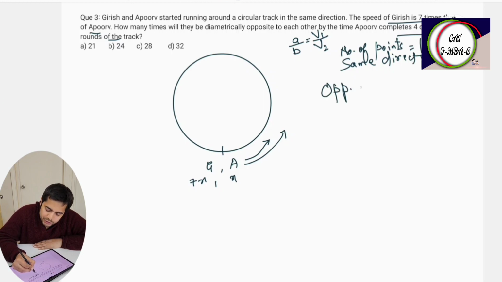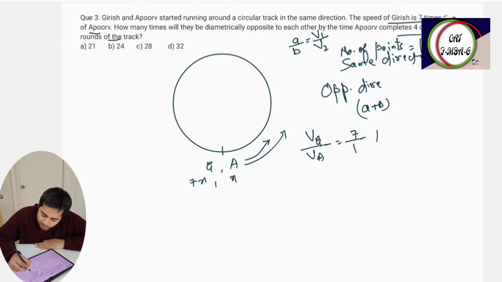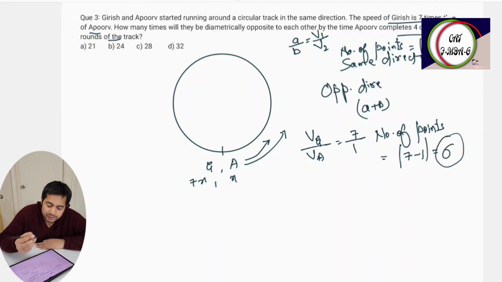If in opposite direction, then it is a plus b. So here they are moving in the same direction. So velocity of Girish to velocity of Apurv is equal to 7:1. This is the lowest possible ratio and cannot be reduced further. So the number of points at which they meet will be mod of 7 minus 1, which is equal to 6. At 6 points they will meet.